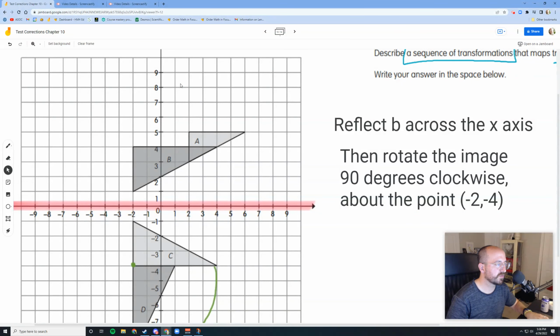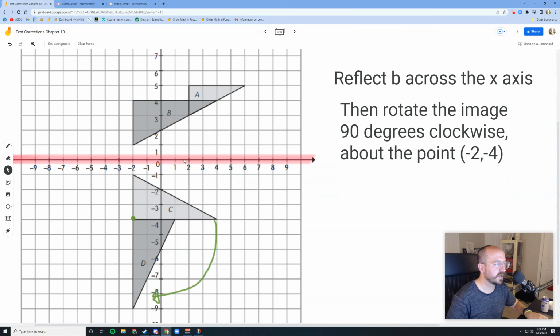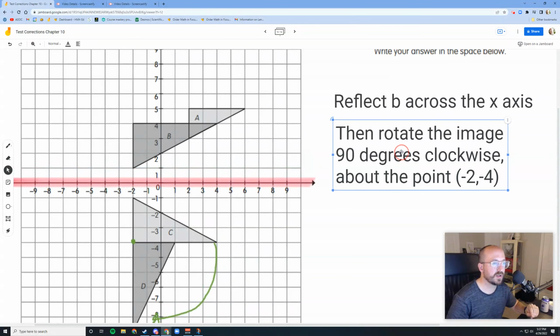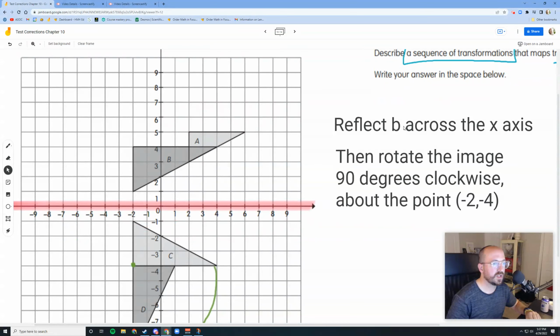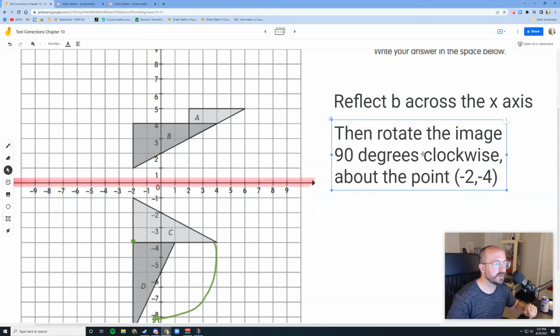The other way I showed you is rotate it first, then reflect it. You could even flip it, rotate it, translate it. There's lots of ways. I think this is the easiest way. Make sure when we describe transformations, you tell a point, that line that it reflects across, the line of reflection, and for a rotation, you want to say a direction, a degrees, and what is the point that we're spinning it around.